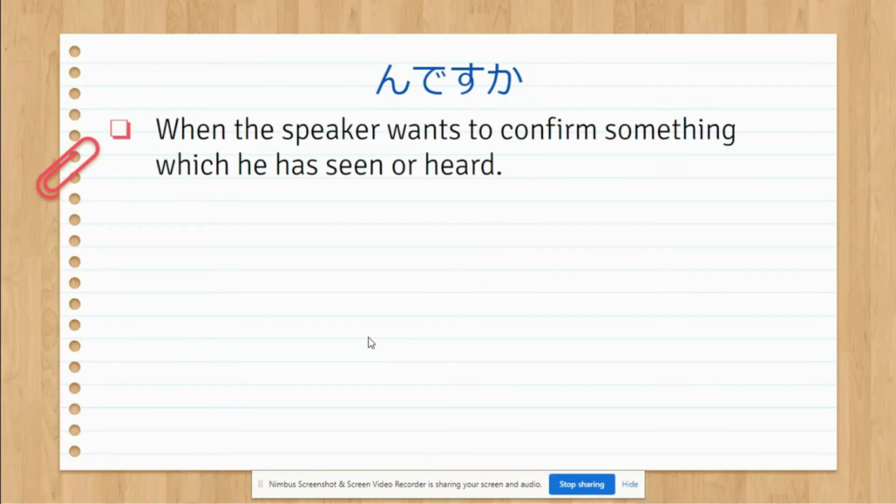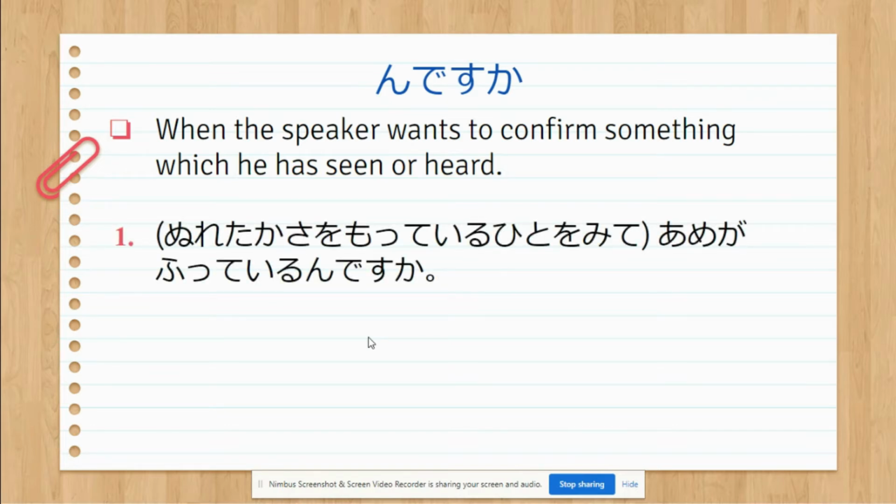En desu ka is used when the speaker wants to confirm something which he has seen or heard. Something that you have to confirm. It means that you already have a guess in your mind and you just want to confirm if your guess is correct or wrong.